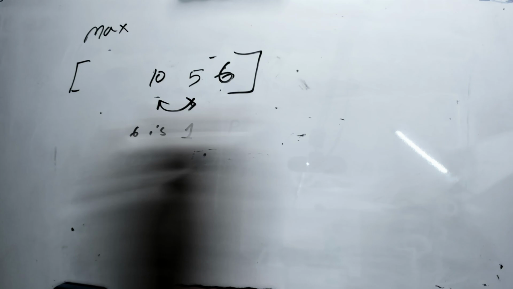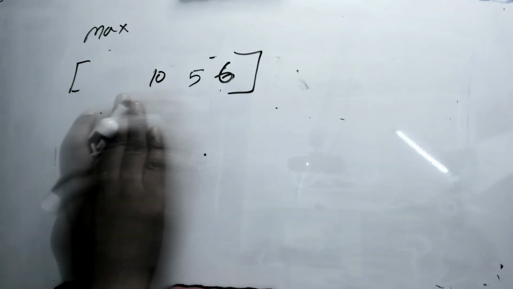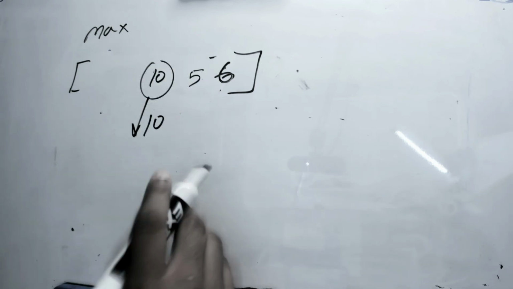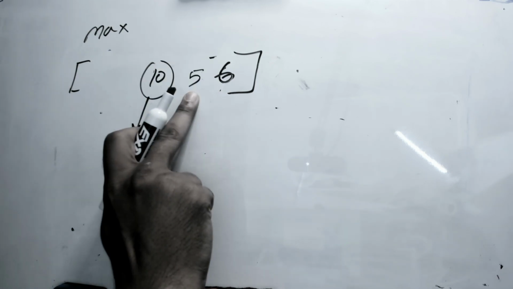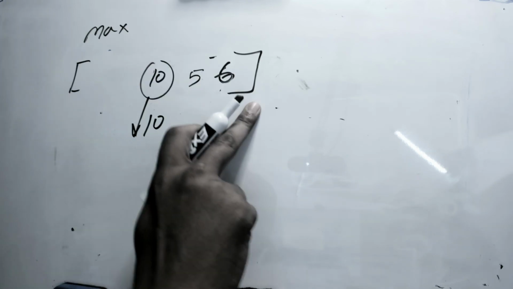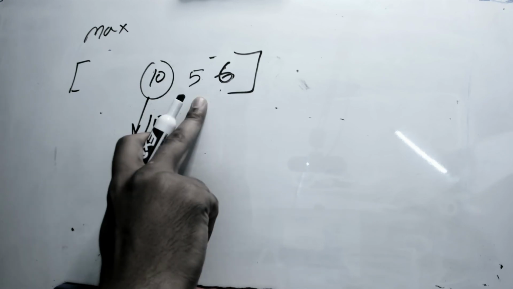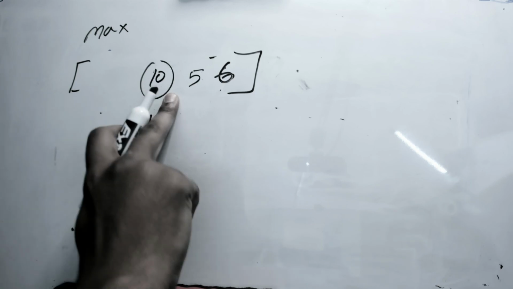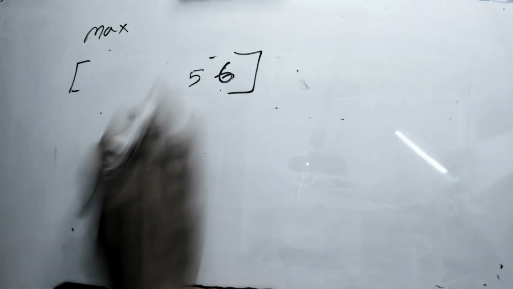Now what happens when we remove one item? For example, we remove 10. Then 5 is not the max item. 5 needs to become the second item, and 6 should become the first item after removing 10. In that particular case, let's take out 10.